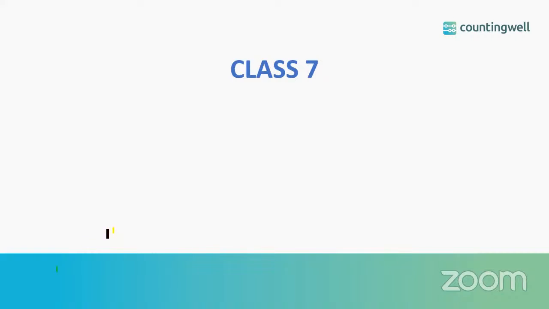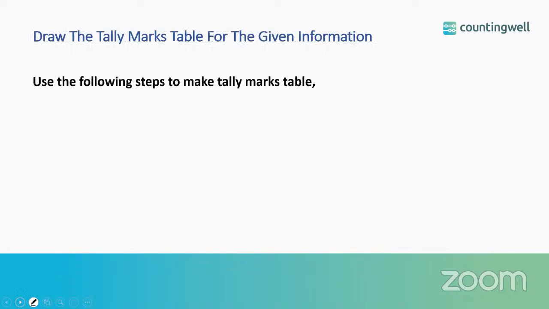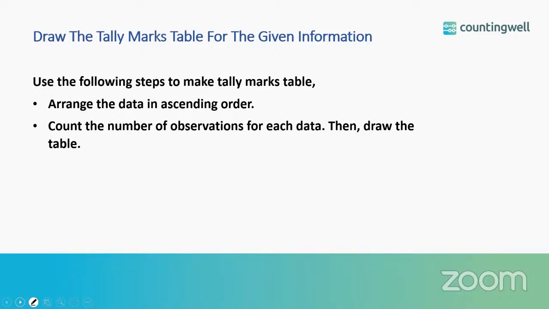Now let us revise our next chapter, which is data handling. Let us see how to draw the tally marks table for the given information. We use the following steps to make a tally marks table. First step is to arrange the data in ascending order. Next is to count the number of observations for each data. And then we have to draw the table.